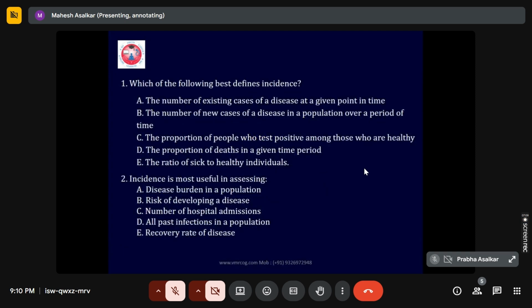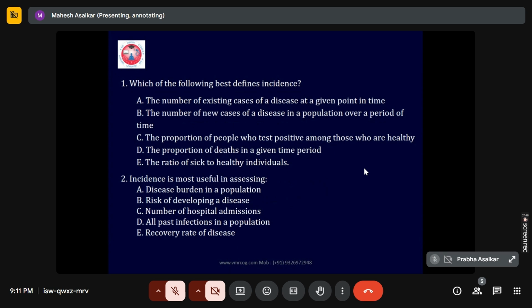Yes, sir. Question number one, which of the following best defines incidence? Option A, the number of existing cases of a disease at a given point in time. Option B, the number of new cases of a disease in a population over a period of time. Option C, the proportion of people who test positive among those who are healthy. Option D, the proportion of deaths in a given time period. Option E, the ratio of sick to healthy individuals. Sir, option B, the number of new cases of a disease in a population over a period of time. Correct. These are the number of new cases in a population over a period of time.